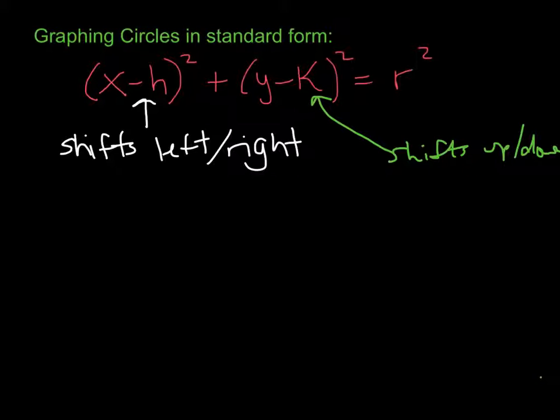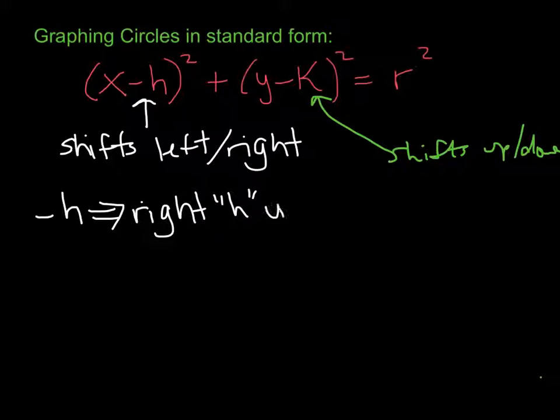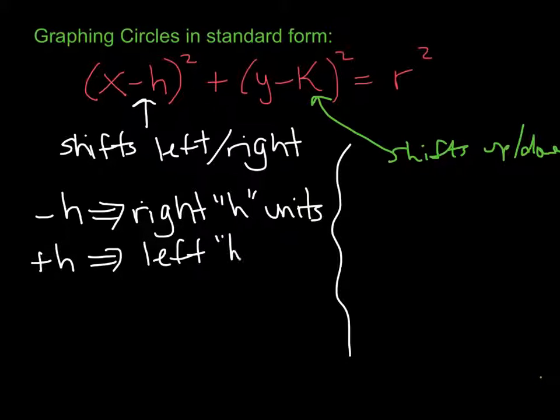Okay, so let's go through. Now, if we have a minus h, this is probably completely opposite of what you would intuitively think would happen. If I have a minus h, that's going to make my graph go to the right h units. If I have a plus h, this is going to make it go left h units. So it's probably opposite of what you would guess. You'd probably think a minus would go to the negative side. But a minus h in standard form makes my graph go to the right, and a plus h makes it go to the left.